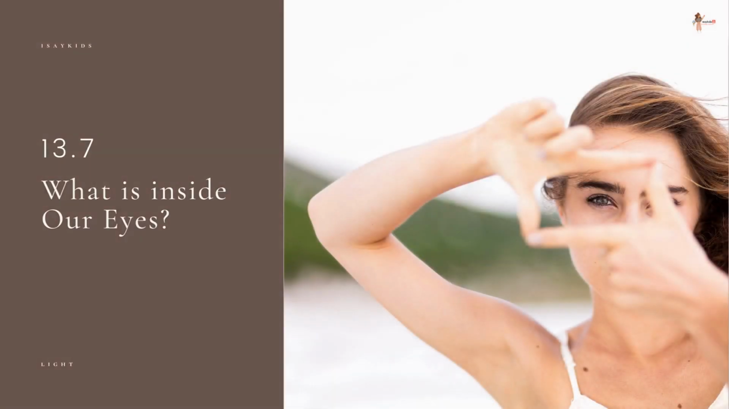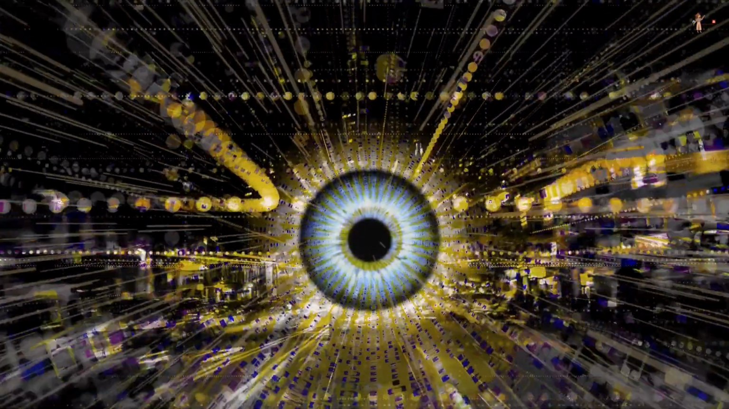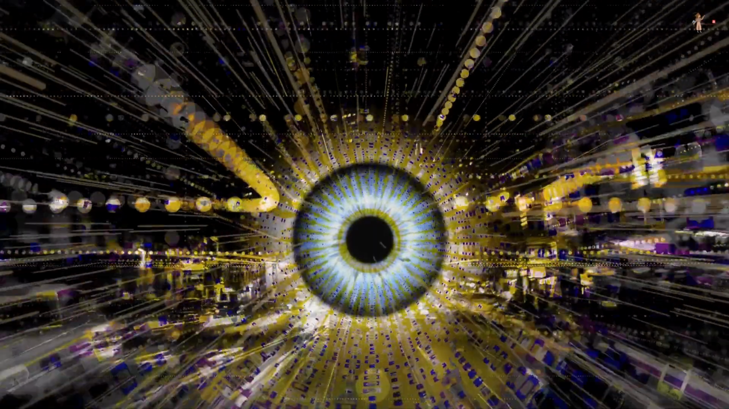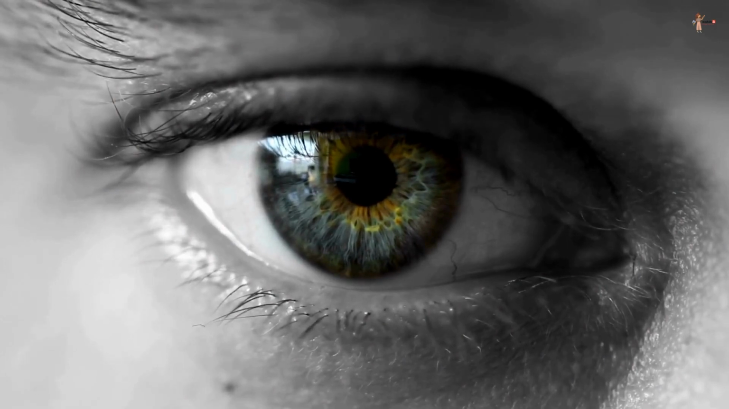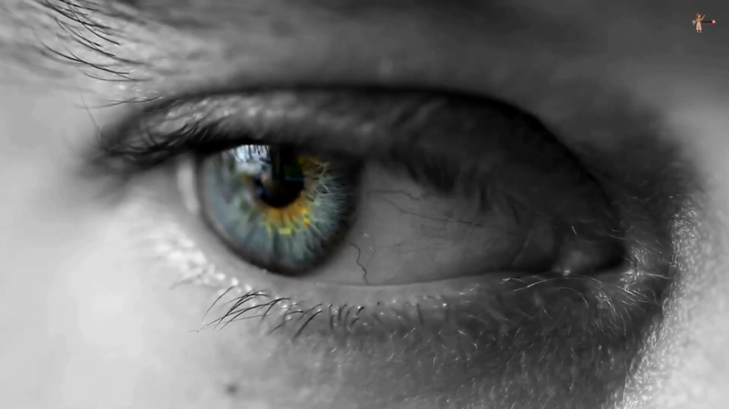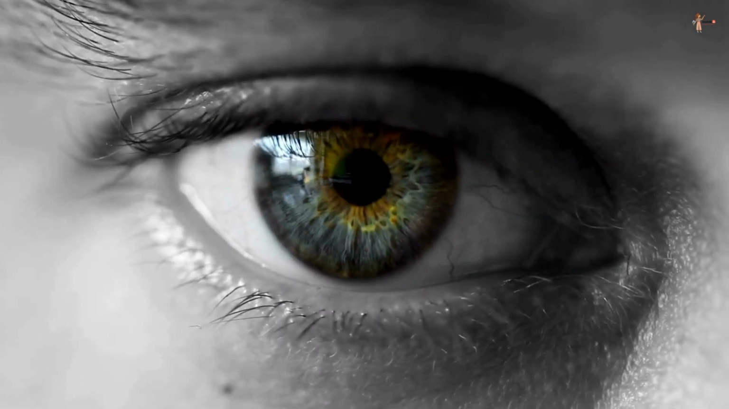Next is, what is inside our eyes? We see things only when light coming from them enters our eyes. Eye is one of the most important sense organs. It is therefore important to understand its structure and working.